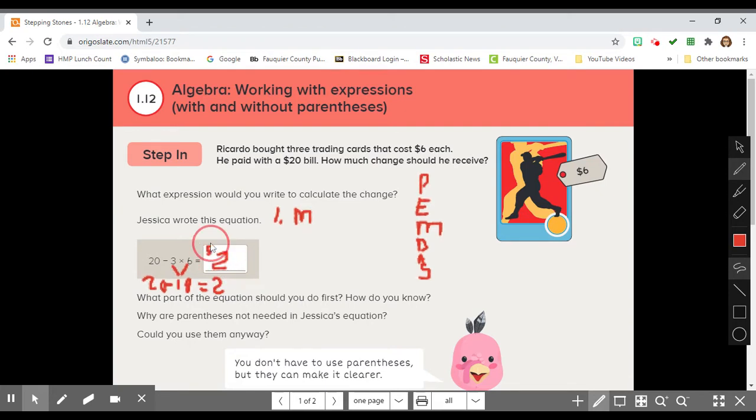Let's define the answer to the word problem itself. But they were asking, what part of the equation should you do first, and how do you know? We know that because PEMDAS tells us which operation to do first. So the first operation was multiplication. The second operation was subtraction. So if you had to number them in what order: multiplication, then subtraction.